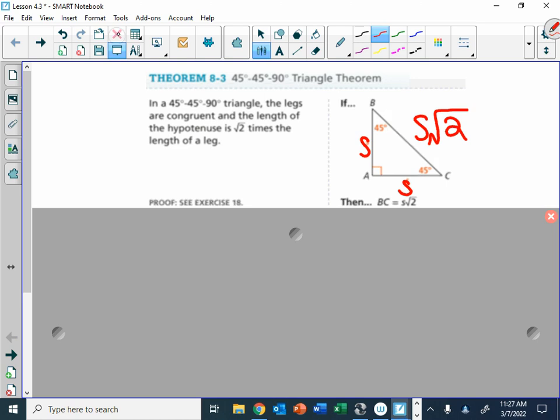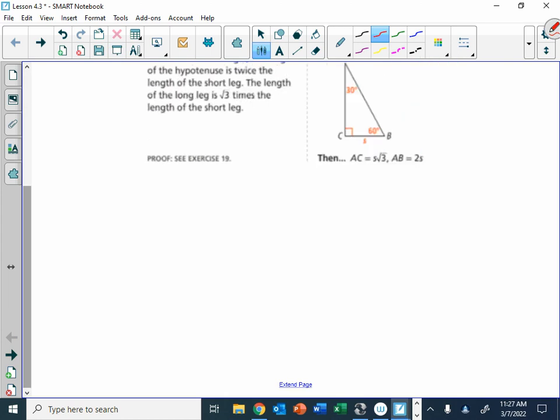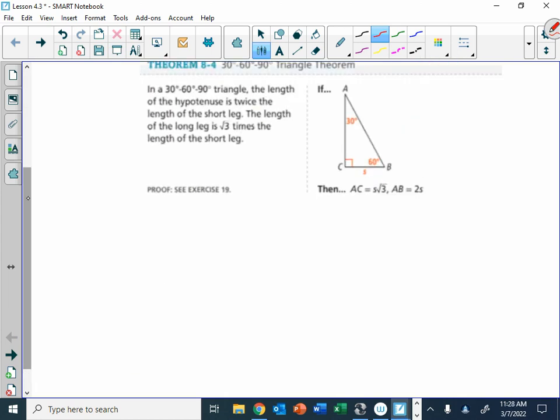Alright, for a 30, 60, 90 triangle, it gets a little more complicated. Okay? So in a 30, 60, 90 triangle, the shortest side of the triangle is labeled S. And we need to figure out how we can always determine the shortest side, not just based on the picture. Remember we talked on Thursday that the longest side is across from the largest angle, right? The opposite is also true: the shortest side is across from the smallest angle. The smallest angle in a 30, 60, 90 is 30 degrees.